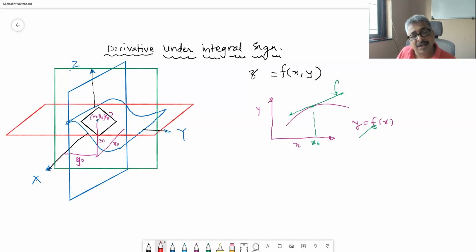This is yet another plane which is parallel to xy plane, passing through x naught comma y naught comma z. That is the situation that we have. And if we want to make it more visual, then this intersection line will pass through that point. This intersection line also will pass through that point.